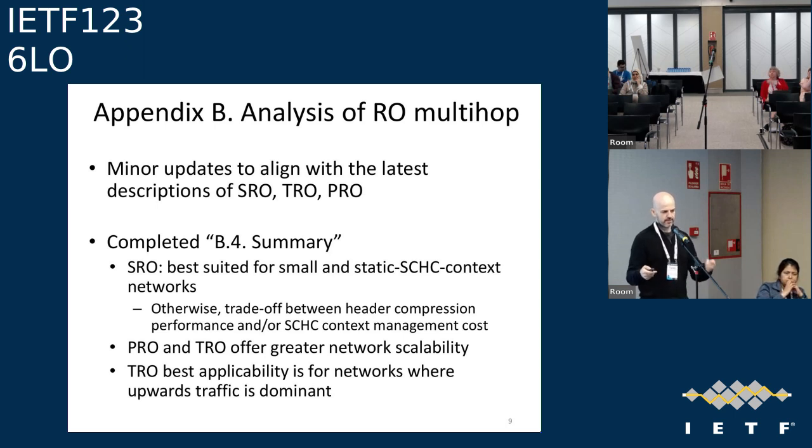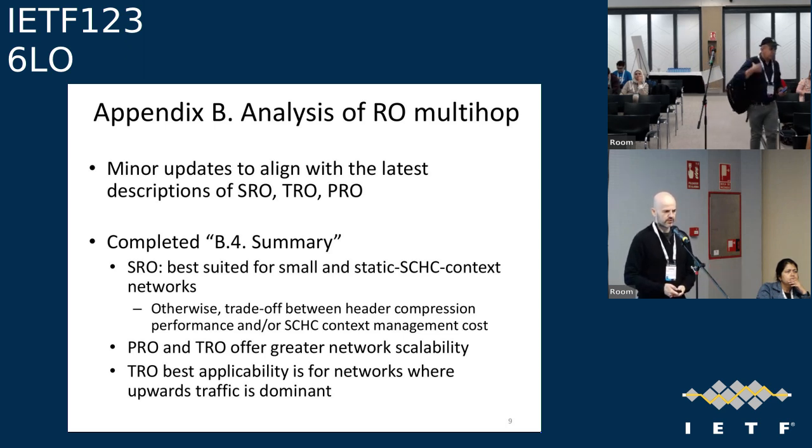For this reason, PRO, pointer-based route over, and TRO were designed, which avoid the need for the routers to store the rules in the network, with perhaps some exceptions, with some details, for the root node. In this case, both PRO and TRO offer greater network scalability. You may recall that TRO exploits RPL non-storing mode, whereas PRO is generic. It doesn't have a particular relation with a particular routing protocol, although it could also work with RPL.